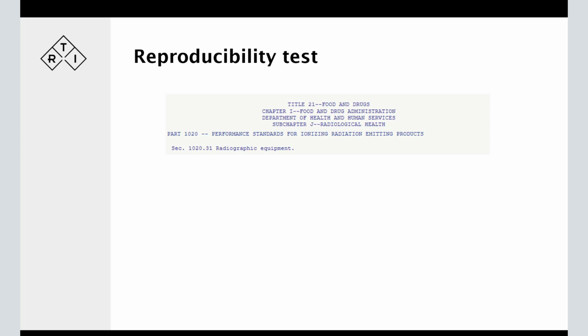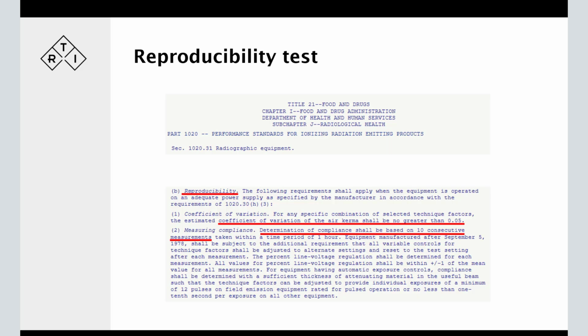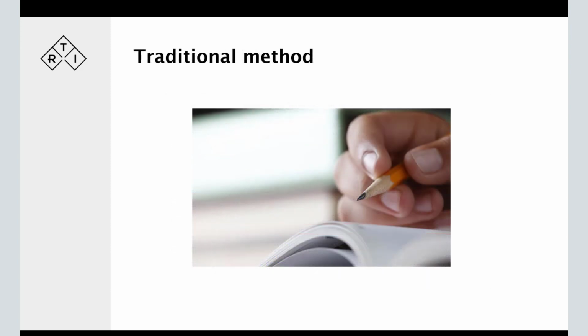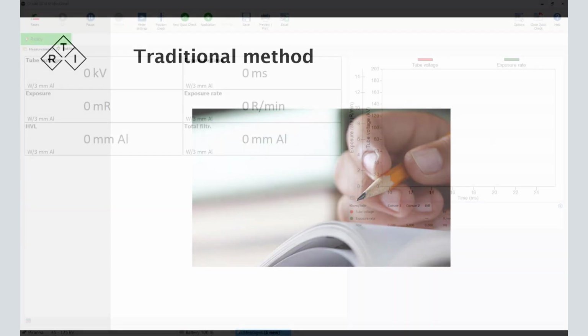We've taken this example from FDA, so I'm sure you have seen it, most of you, and that you're familiar with it. It's quite a simple test that requires us to make a set of 10 exposures and from them determine the coefficient of variation for that set of 10. The coefficient of variation must be less than 0.05 or 5%. As said, we'll start with the traditional method using pen and paper to record the measurement from the sequence where we maintain constant set values for KV and MAS.